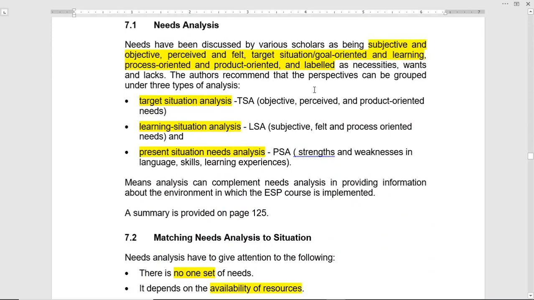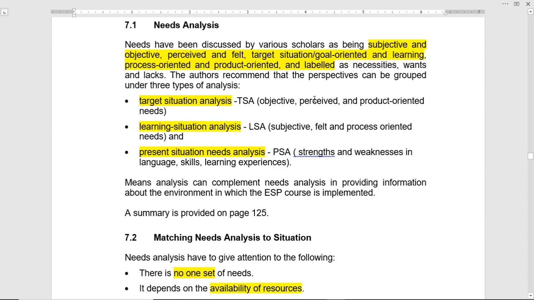So the needs analysis is looked at as subjective and objective, perceived and felt, target situation and goal oriented and learning, process oriented and product oriented, and labeled as necessities, and wants and lacks. So these are different concepts. We'll get some ideas about it.